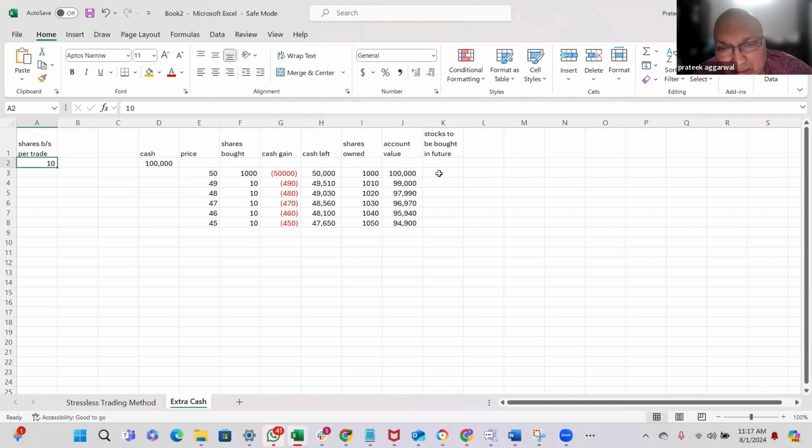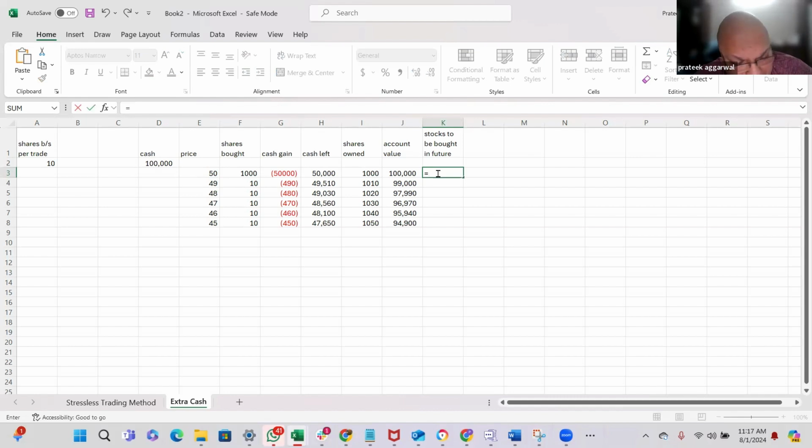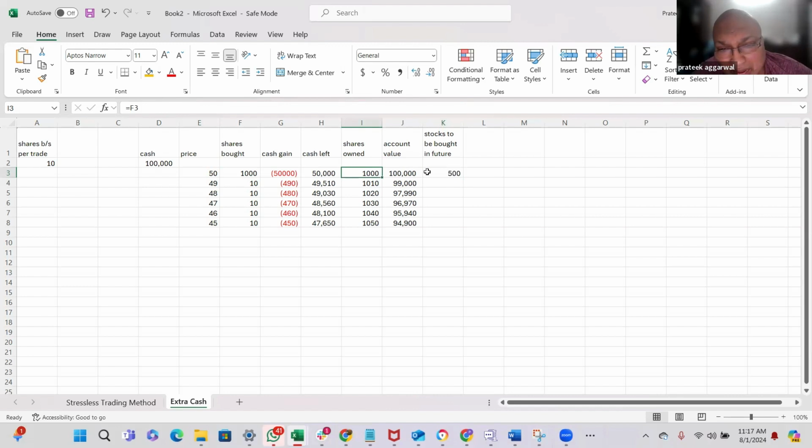So effectively, the number of shares I will buy in the future is equal to the current price, which is E3, multiplied by the shares I buy every time, right? So I'm buying my initial 1,000 shares, and I'm setting up my strategy so that in the future I'll end up needing to buy another 400, 500 shares after my initial purchase. And as the price keeps dropping, every time I'm buying 10 more shares.